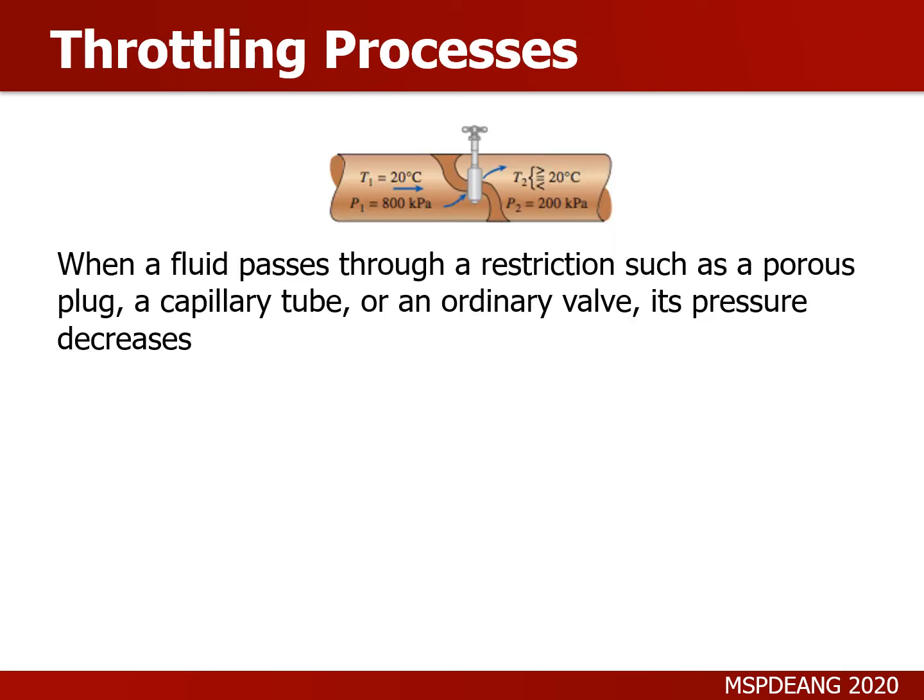Okay, so last but not least naman, let us examine the actual behavior of throttling processes for real fluids. So again, recall for a throttling process, this occurs when a fluid passes through a restriction, such as a porous plug, capillary tube, or an ordinary valve, where the pressure simply decreases.